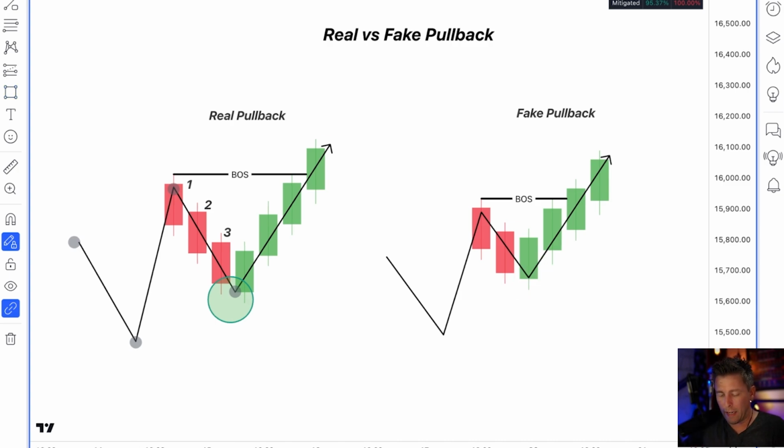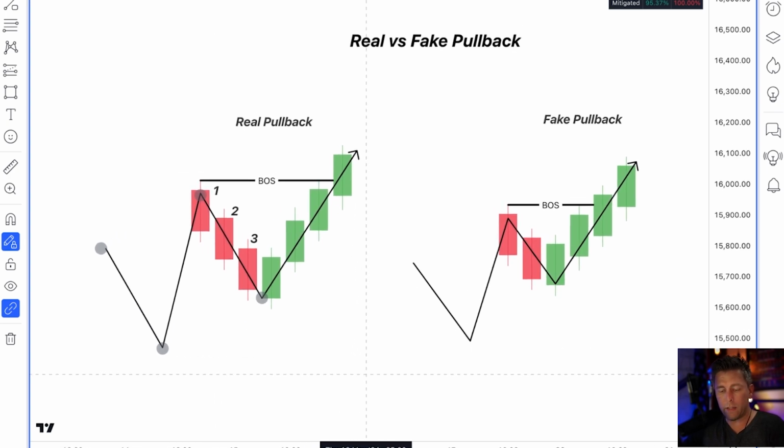So hopefully that helps when you're looking at the chart and you say, well, I don't know if that is a break of structure or if I should consider that. Well, how many candles was it? Did you get 3 red candles in a row?